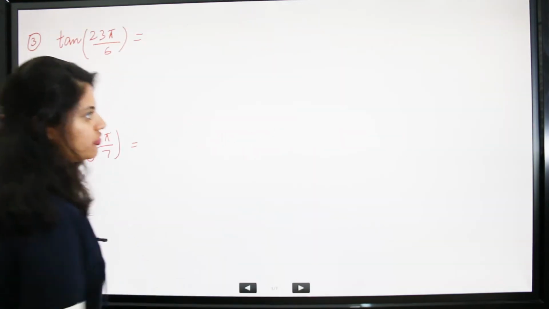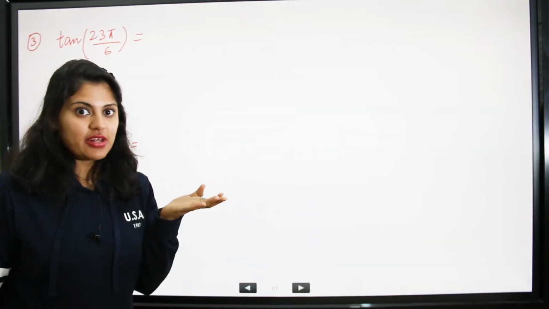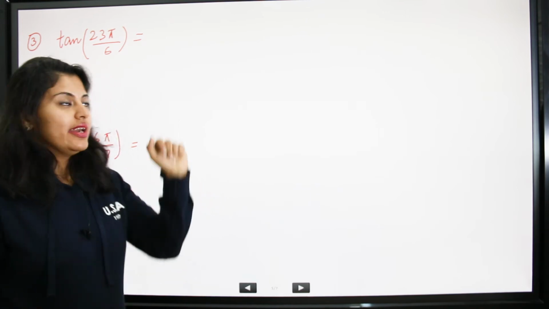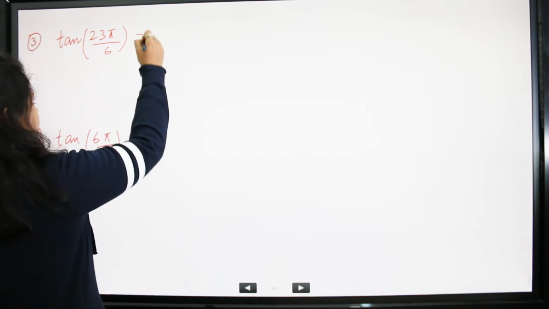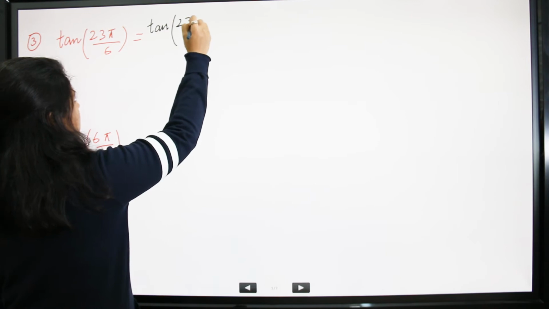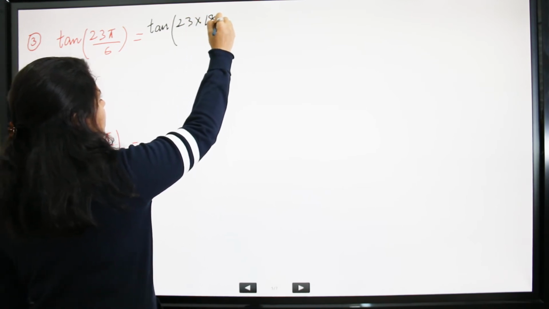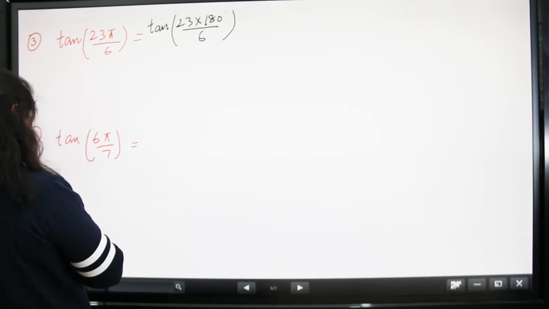Now let's do two more questions. We have tan 23 pi by 6. Seems like very hard, but it's not hard. 23 is a big number. Yes, it is a big number, but still you can simplify that. You're going to write tan 23 pi is 180 degree divided by 6. You can easily cut that value.